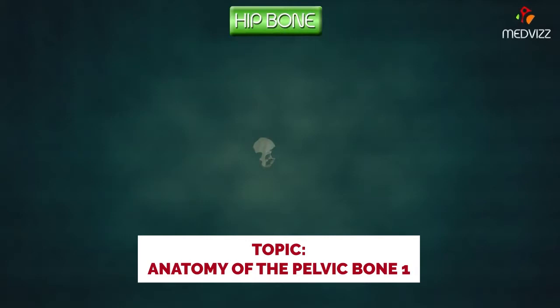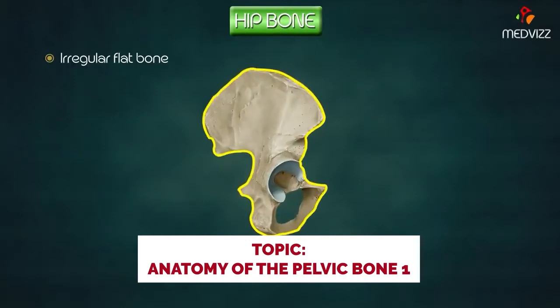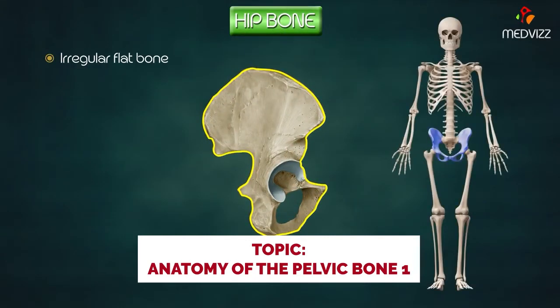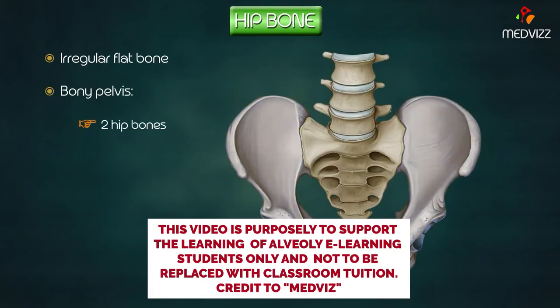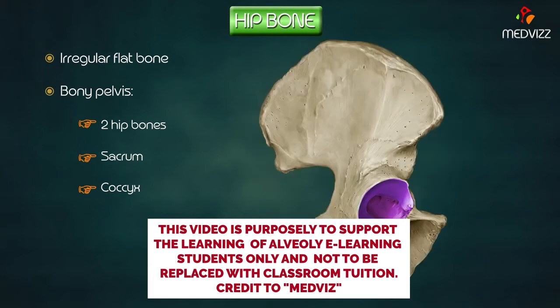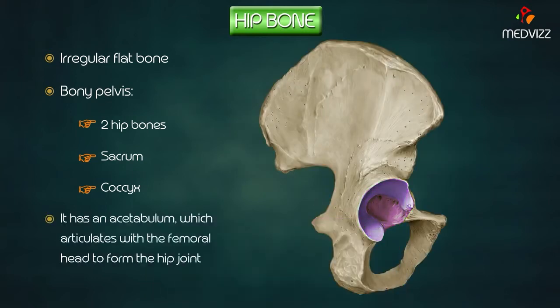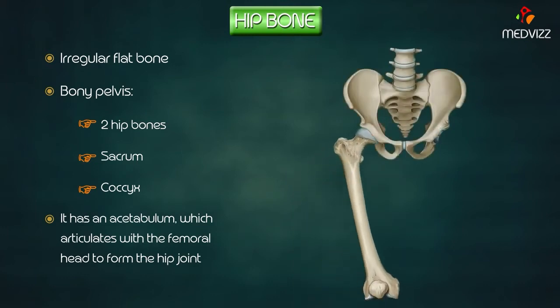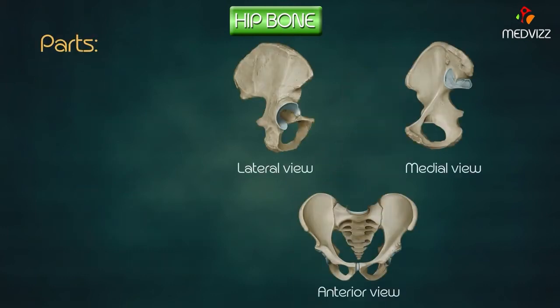Hip bone. The hip bone is a large, irregular, flat bone which is situated in the pelvic region. Two hip bones, along with the sacrum and coccyx, form the bony pelvis. It presents a cavity in its lateral side known as the acetabulum, which articulates with the head of the femur to form the hip joint. It has three separate parts: ilium, pubis, ischium.